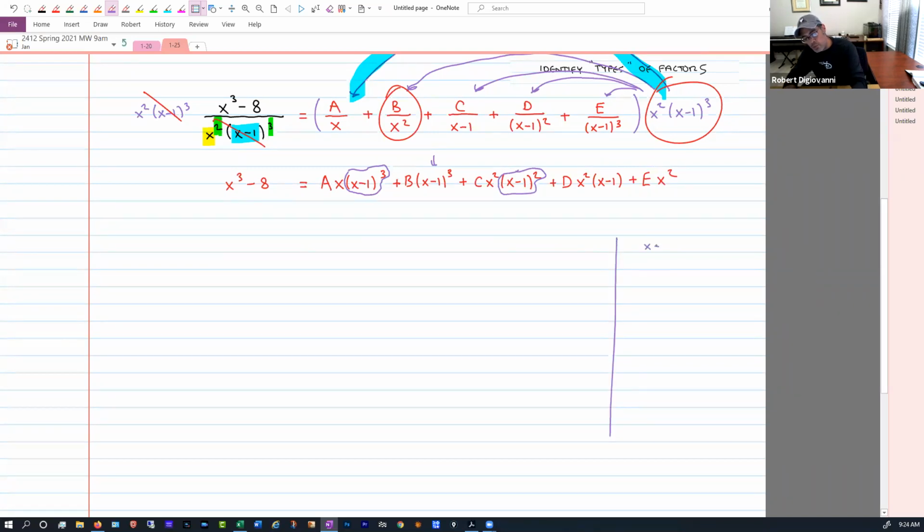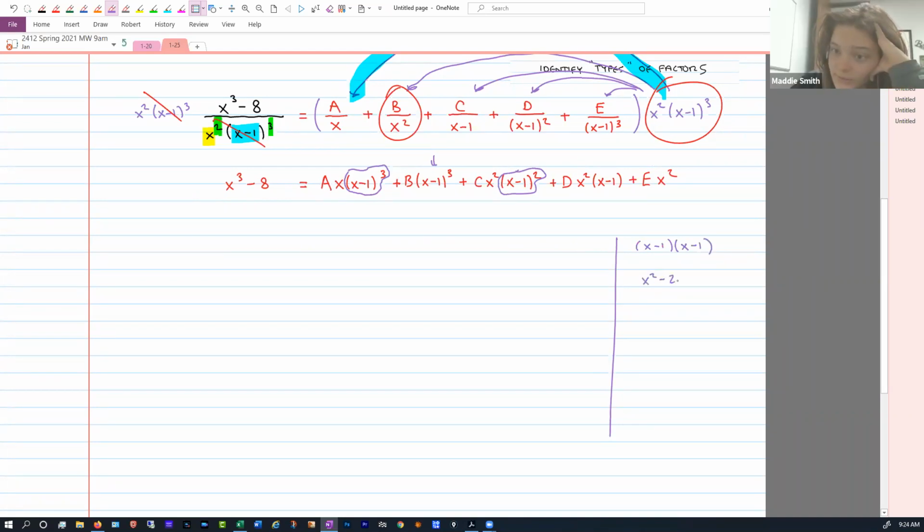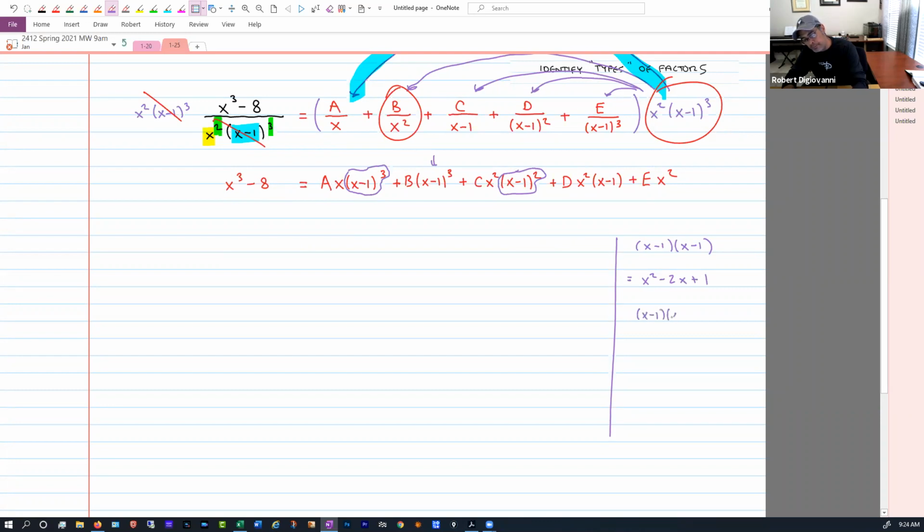So let's do (x - 1)^2 first. We already know that it should be x^2 - 2x + 1, if you FOIL and collect like terms. Now, (x - 1)^3, does anyone know what that is without doing it by hand? There's actually a shortcut way of doing it, but I'm not going to get into it at this point.